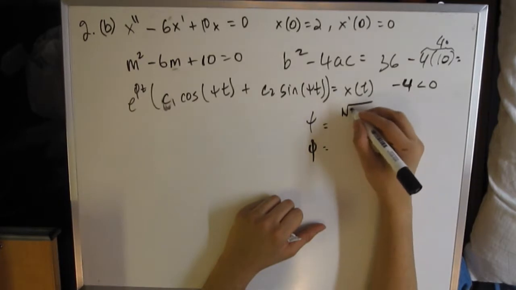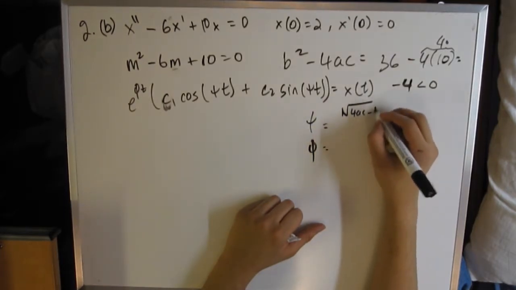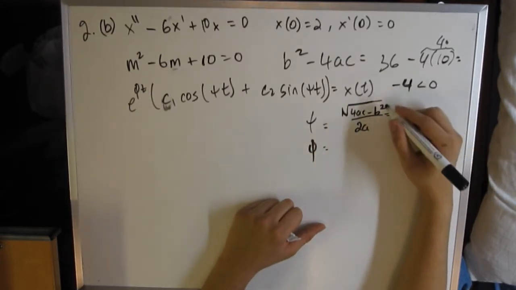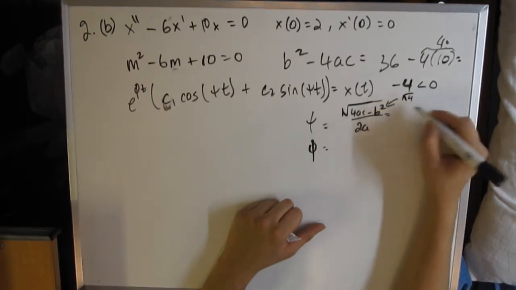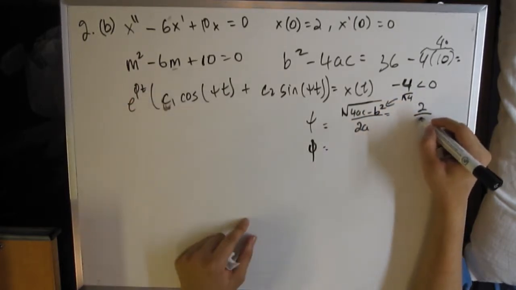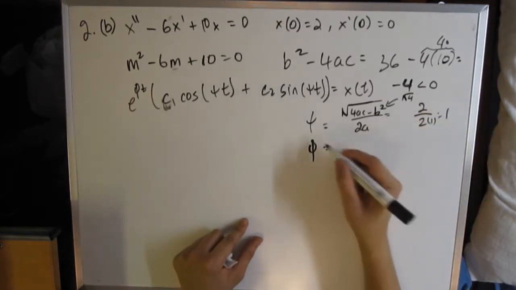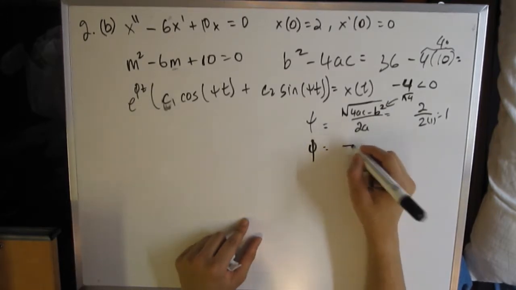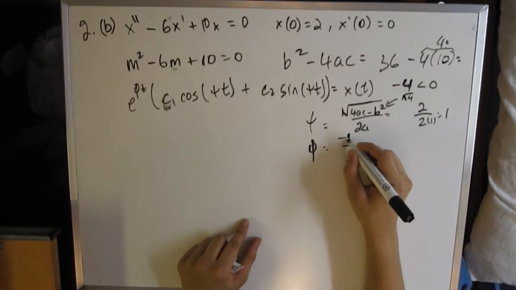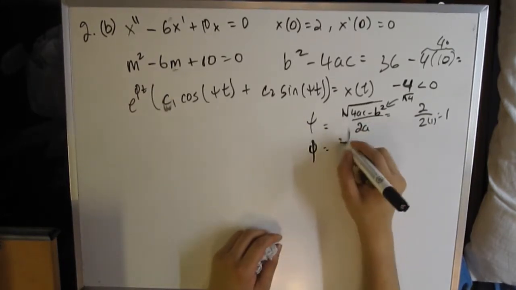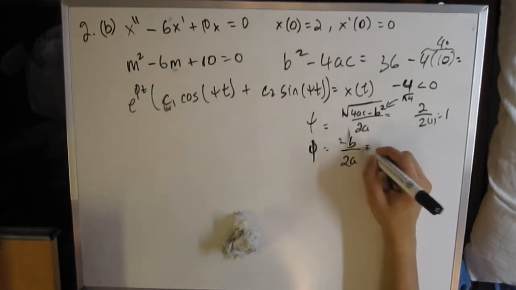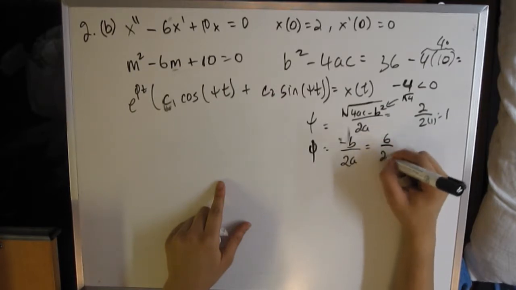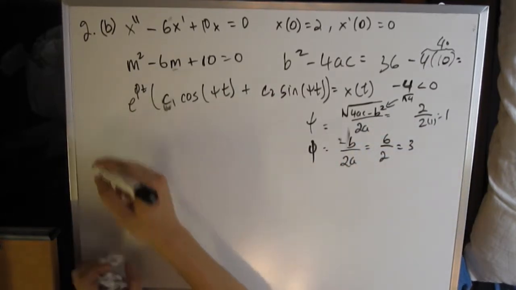So psi is equal to the root of 4ac minus b squared over 2a, which is basically root 4, which is 2 over 2 times 1, which is 1. And then you have your phi, which is minus b over 2a, which is equal to minus minus 6, so that's 6 over 2, which is equal to 3. So you can just go ahead and substitute that in right over there.